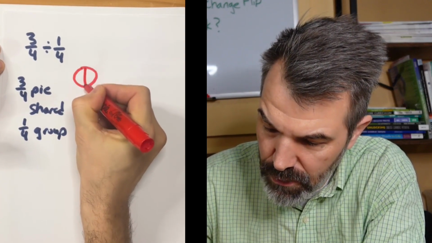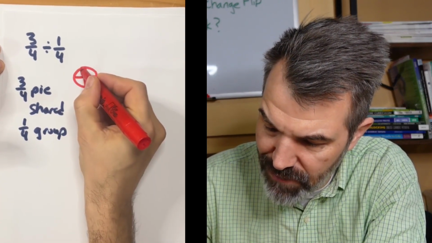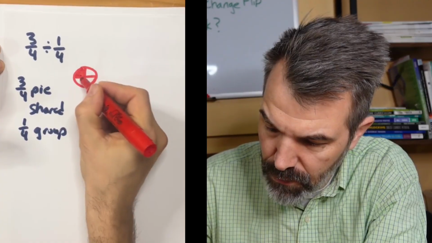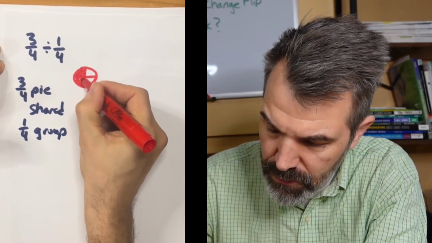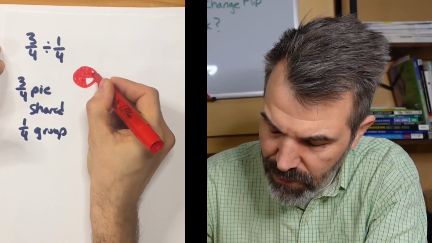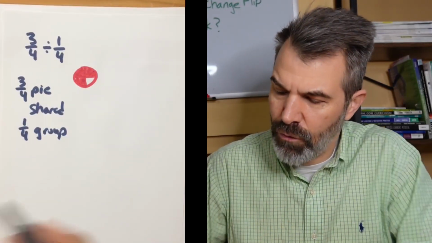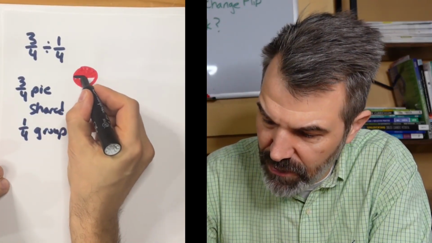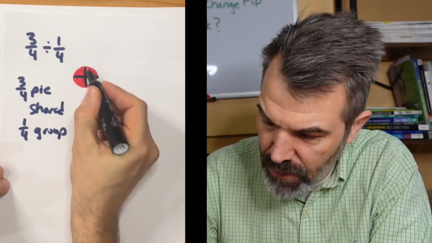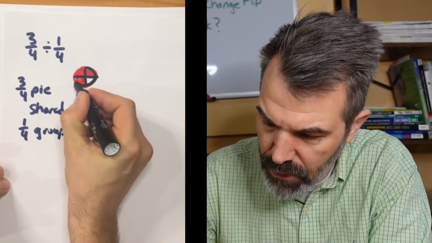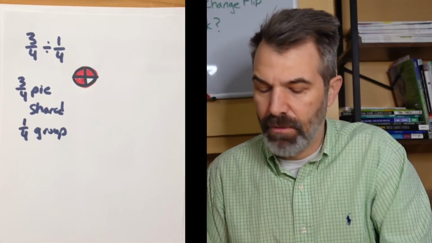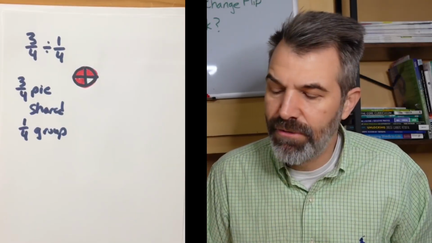Here's my pie, and I'm going to shade in 3/4. So here's 1/4, 2/4, 3/4. Now I'm starting to get a little bit of over shading, so I'm just going to show us this, just to remind us what we're looking at. I'll come in here and make it look a little prettier. So that's 3/4. And I'm sharing that with 1/4 of the group.